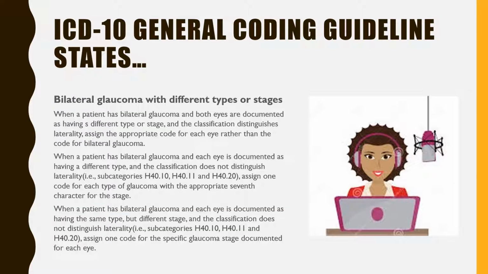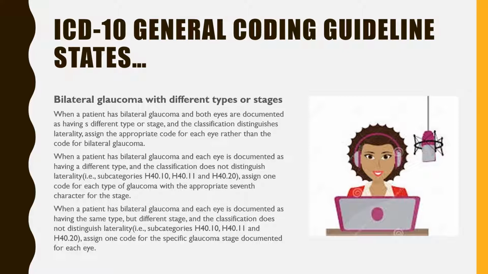Bilateral glaucoma with different types or stages. When a patient has bilateral glaucoma and both eyes are documented as having different types or a different stage, and the classification distinguishes laterality, we are to assign the appropriate code for each eye rather than the code for bilateral glaucoma. When a patient has bilateral glaucoma and each eye is documented as having a different type, and the classification does not distinguish laterality, for example, subcategories H40.10, H40.11, and H40.20, we are to assign one code for each type of glaucoma with the appropriate seventh character for the stage.